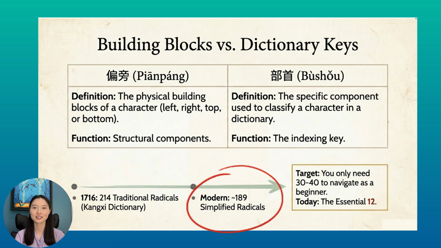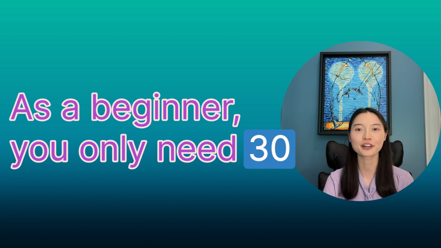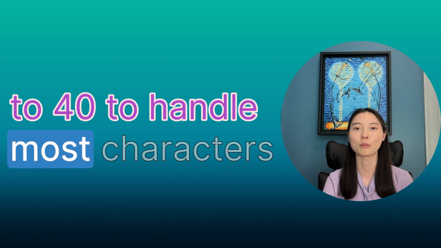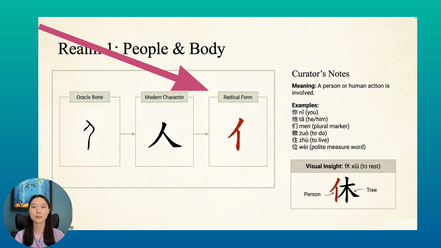Sounds like a lot? Here's the relief. As a beginner, you only need 30 to 40 to handle most characters you will meet. And today, we start with the essential 12. First radical, person radical, from 人, person. When 人 gets squeezed onto the left side of a character, it slims down into 单人旁, just two quick strokes. Any character with 单人旁 involves a person or a human action.